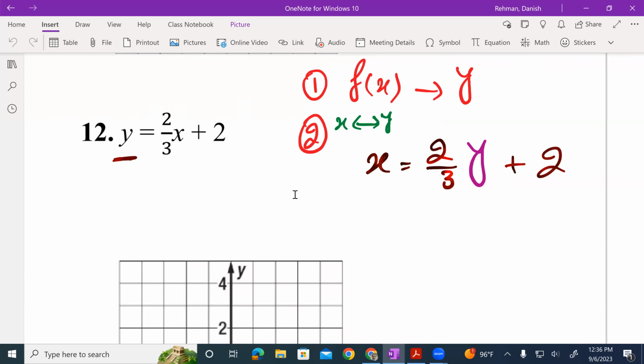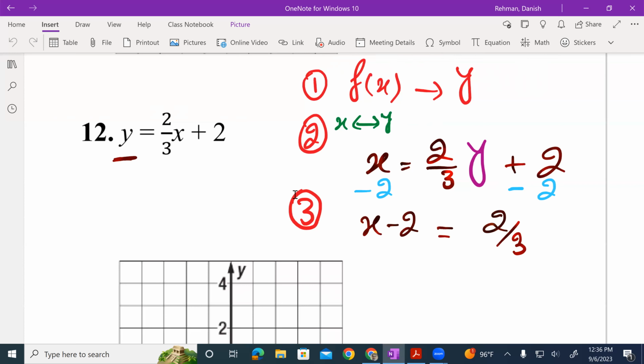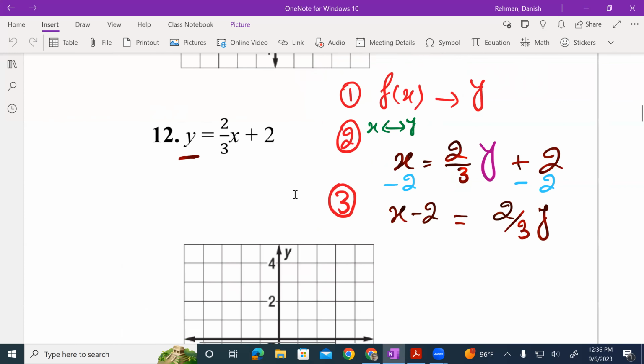Third step, solve it for y. And we are done. Third step, solve it for y. And what do we mean by solving it for y? We will separate the y on one side. First thing, inverse of an addition is subtraction. So I will do a subtraction of 2 on both sides. That will give me this step. What else do I need to do to separate the y?